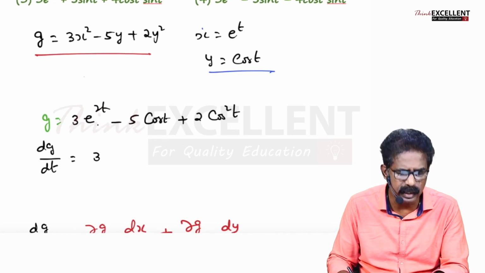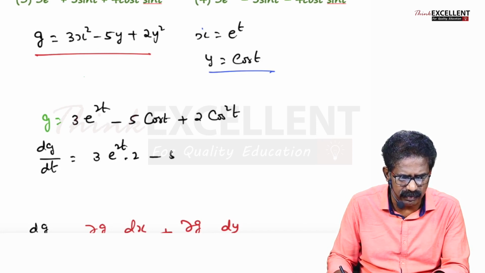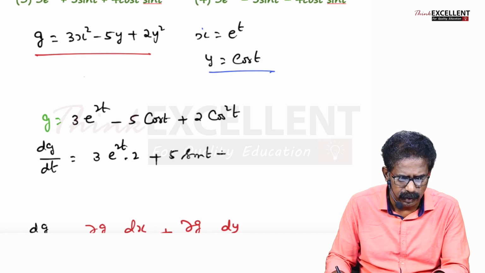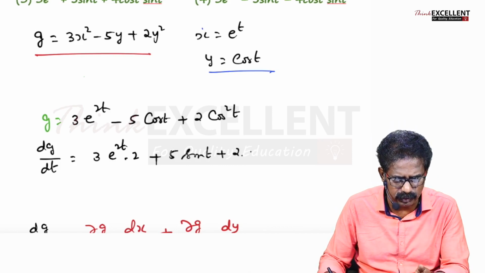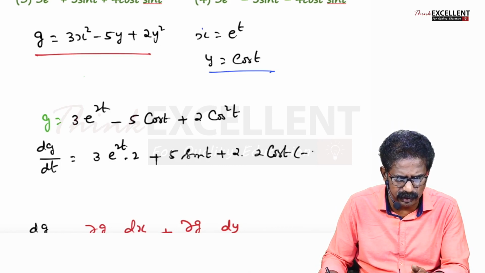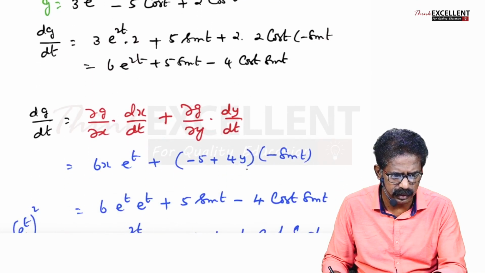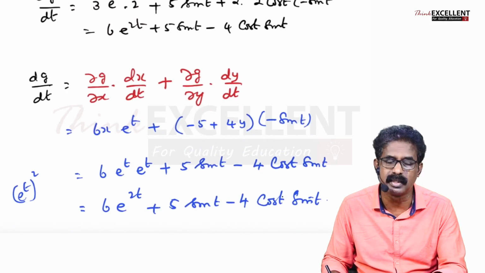3 into e raised to 2t derivative, e raised to 2t into 2. Minus 5 into cos t derivative, minus sin t. So minus becomes plus sin t. Plus 2 into cos square t, that is x square. X square derivative 2x. So 2 cos t into cos t derivative, minus sin t. So the first term is 6 e raised to 2t plus 5 sin t minus 4 cos t sin t, right? That's the answer you are getting.